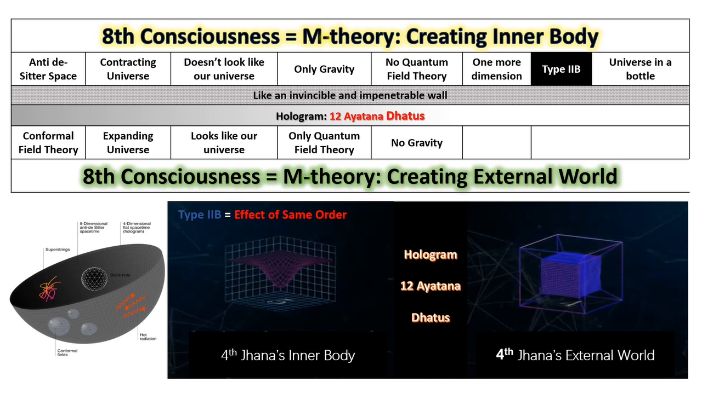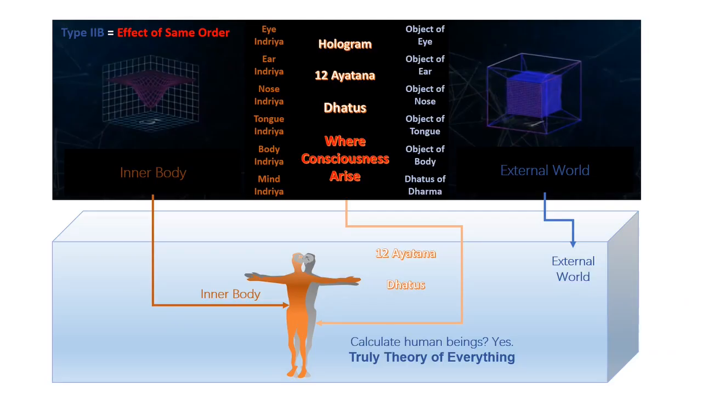This is the function of creating inner body and external world by the eighth consciousness in Yogacara Buddhism. We have covered this before when we talked about seeds and phenomena, where phenomena include activation of consciousness. Type 2B string, which is an effect of the same order, was used because Maldacena was calculating black holes. As we have discussed before, a black hole is a conscious being. Therefore, what the calculation has derived are the inner body of a black hole and the external world to the black hole, which is exactly what is said in Yogacara Buddhism about the eighth consciousness. Conscious beings with physical bodies are universes in a bottle.